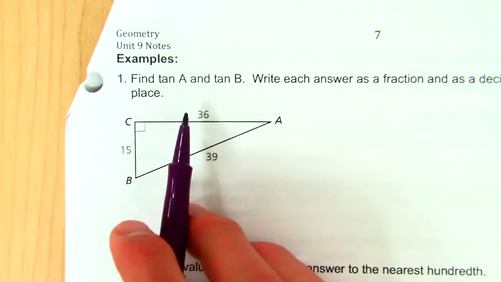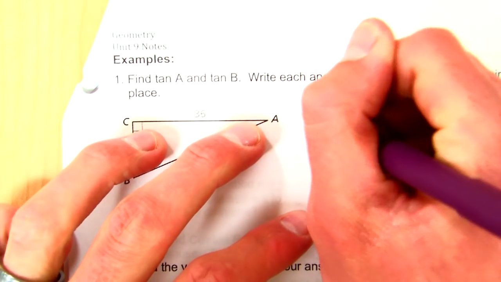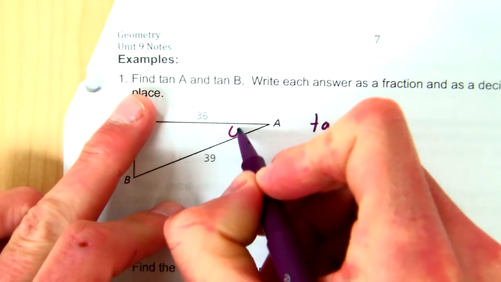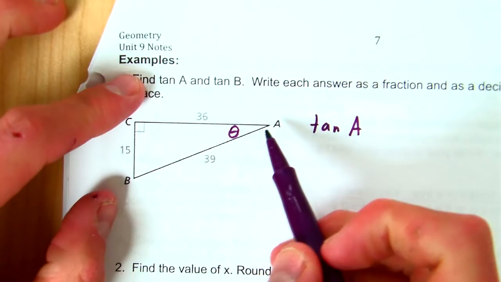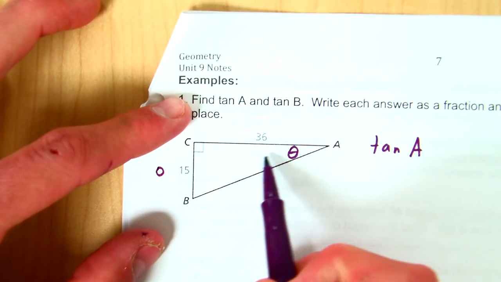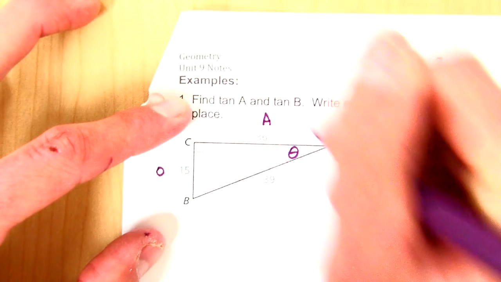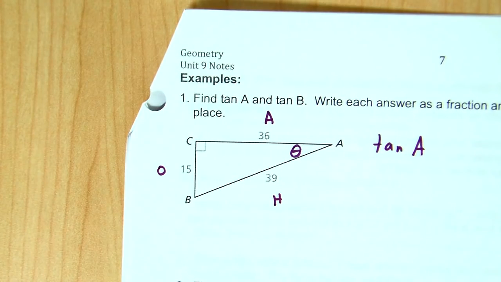Example 1 says find the tangent of A and the tangent of B. Write each answer as a fraction and as a decimal to the thousandth place. Let's start with the tangent of A. I'm starting with this angle right here, and I'm going to let this be theta right now. From here, this side over here is my opposite side. I come straight across. It's opposite this angle. This side right here is the adjacent side, and the longest side over here has to be my hypotenuse.